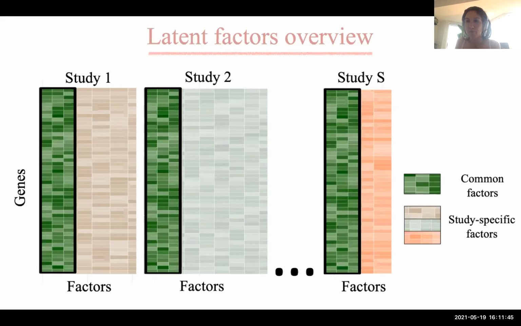So we want to arrive to some framework like that, where you can estimate this green part that, as you see, does not change from study to study. So it's reproducible, it's common across all the studies. And then you want to estimate the study-specific component.